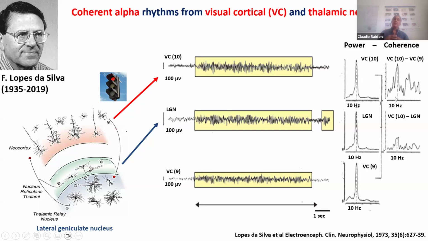So this would suggest a functional connectivity between the local field potentials recorded in near places of the cerebral cortex in the visual system.